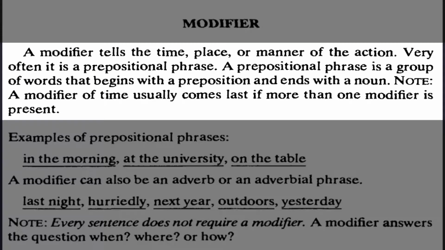Let's begin. A modifier tells the time, place or manner of the action. Very often, it is a prepositional phrase. A prepositional phrase is a group of words that begins with a preposition and ends with a noun.